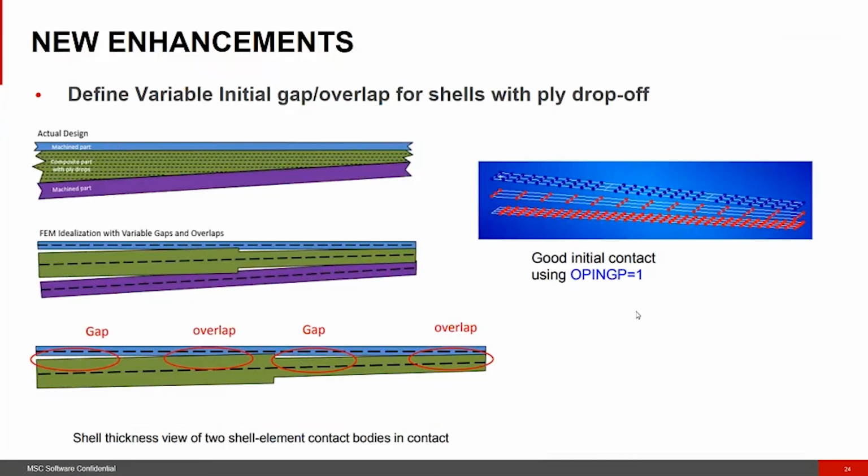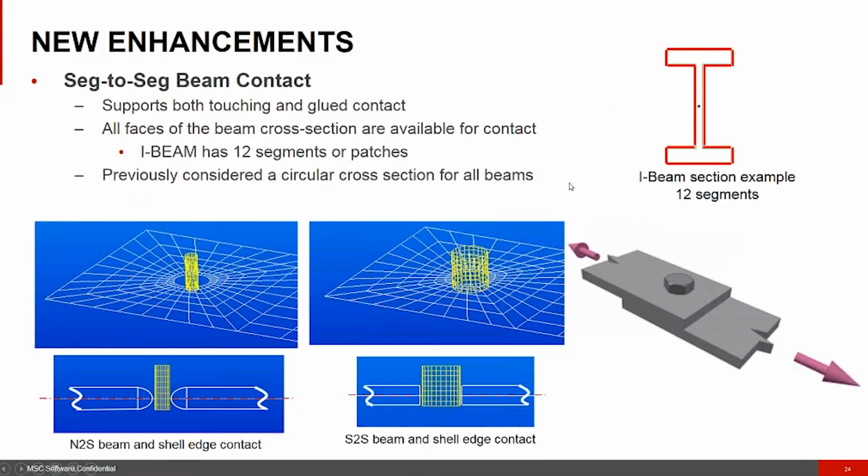You have more options, more controls to define the actual value of the gap. But since we're running out of time and I have not talked about those, you can refer to the user's guide. But you can see how it improved the contact status using this parameter.